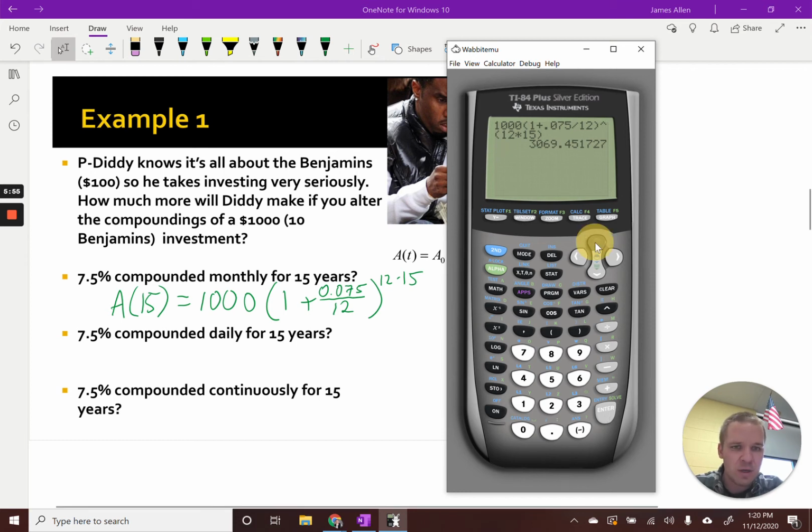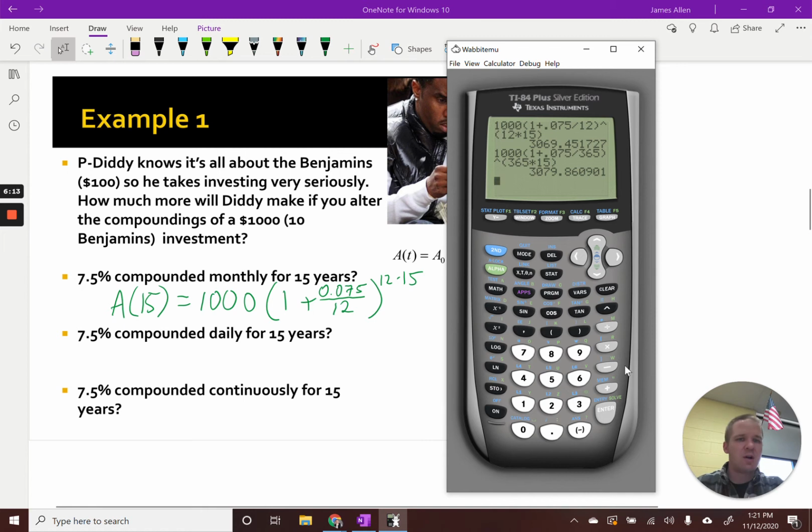Now, I don't know if this one, darn, I can't arrow up and change it. But if you have one of the newer ones, you can arrow up, hit enter, and it will bring down what you had up there. And then you can just replace the 12. Okay, sorry, I can't show you that with this one here. I'm just going to retype it in, all right?